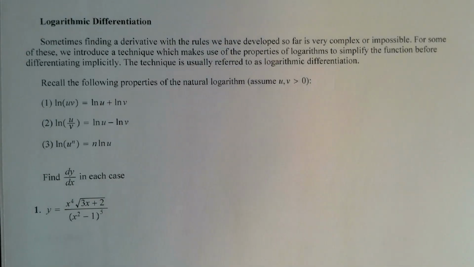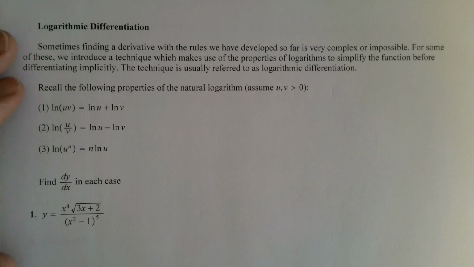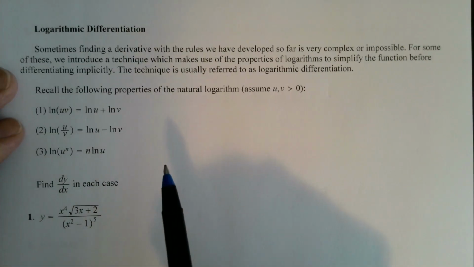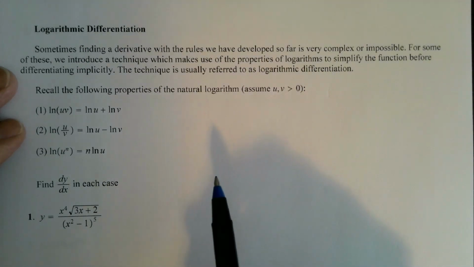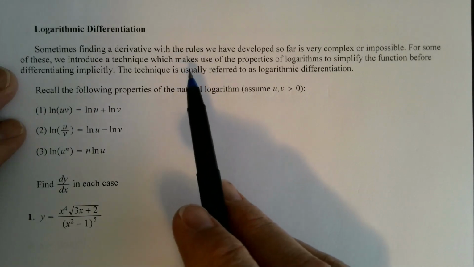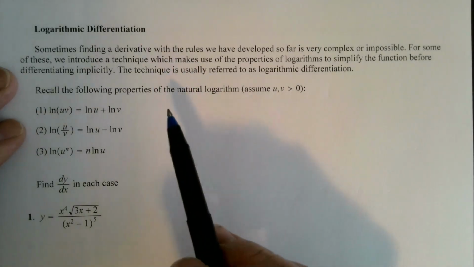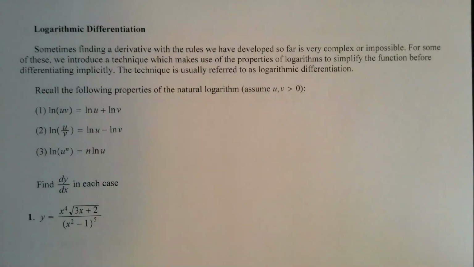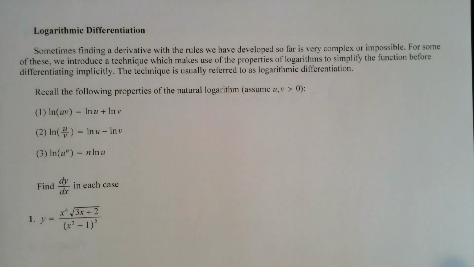Okay, so as I mentioned in the last video, we're going to talk about a method of finding derivatives known as logarithmic differentiation. Now, as I've written here, sometimes finding a derivative with the rules that we've developed so far is very complicated or impossible. For some of these where it's complicated to use any of the rules, we're going to use a technique known as logarithmic differentiation, which makes use of the properties of logarithms to basically simplify the product or the function before differentiating. Simplify the function and then implicitly differentiate.